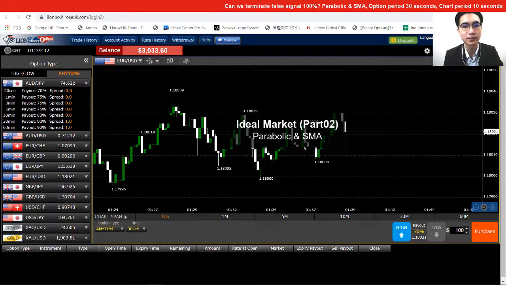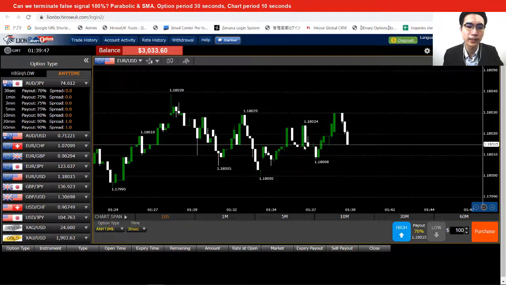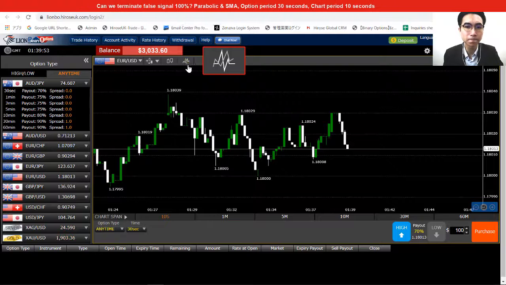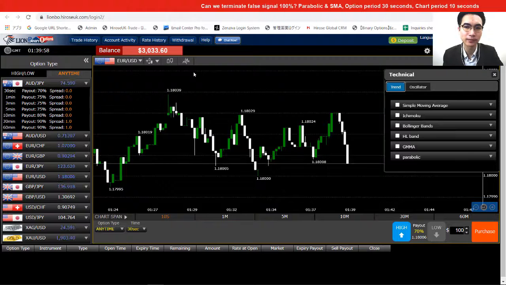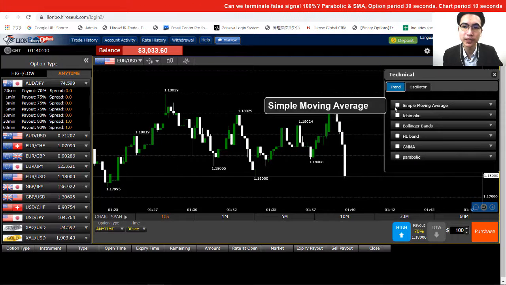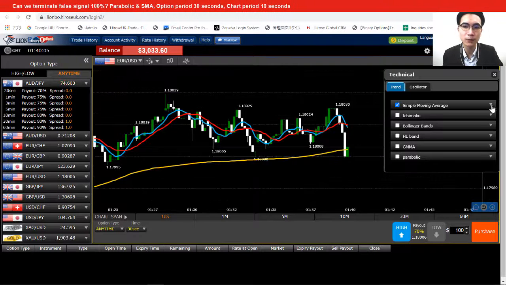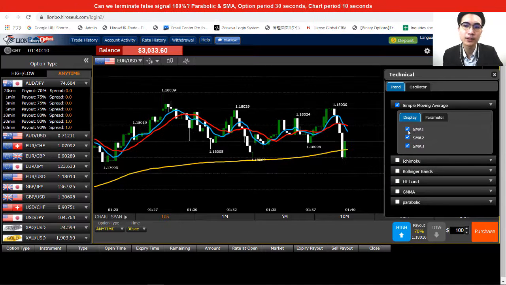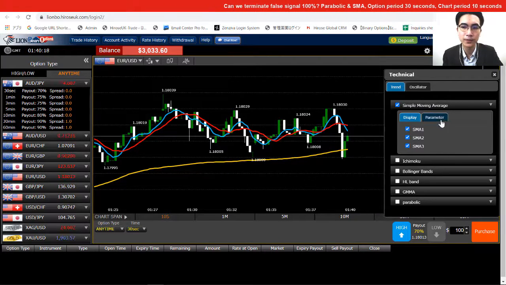So first let's set up the technical indicators on our chart. Go to technical indicator. Yep, just click on that there. Okay, the first indicator we're going to use is the simple moving average. So put a tick on simple moving average, and open the drop down for simple moving average. Now we just need to make sure all the simple moving averages are selected, and then we'll go to the parameter.